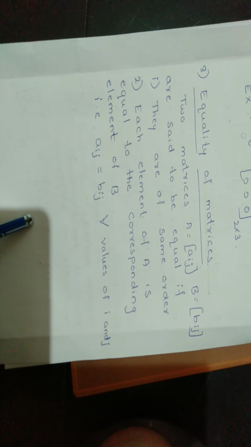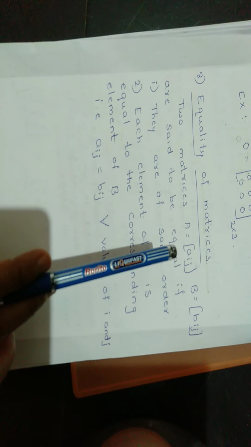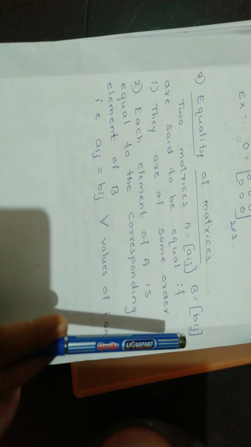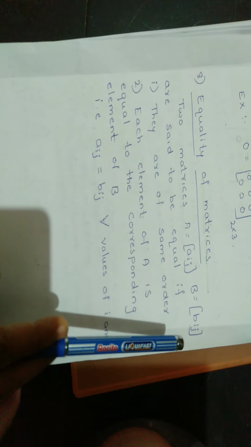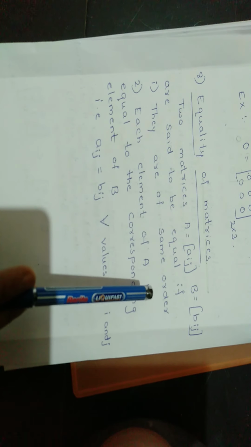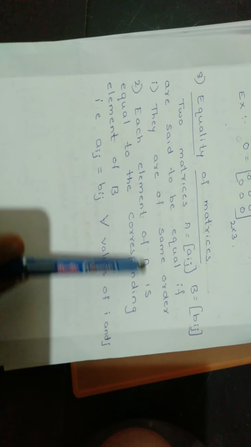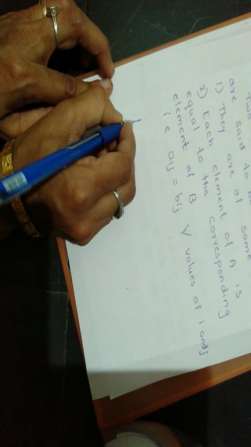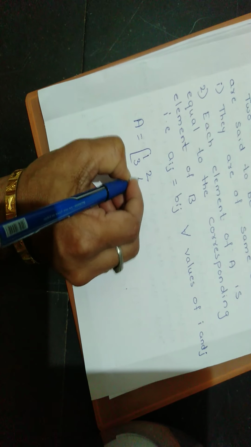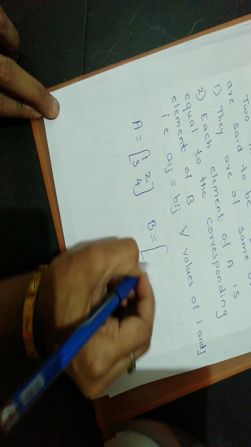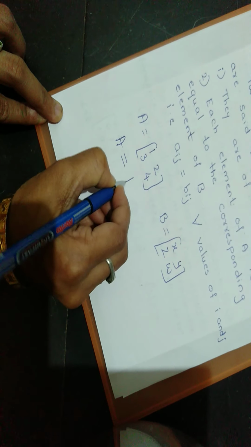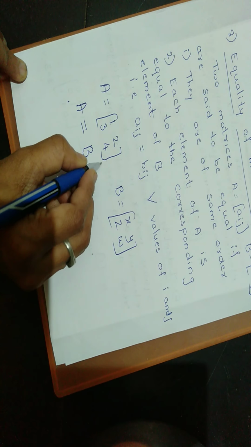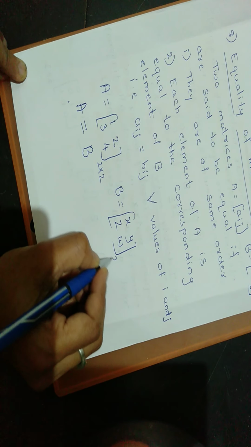Last, we have studied the equality of matrices. Two matrices A is equal to Aij and B is equal to Bij are said to be equal if they are of the same order, that is the first condition, and second, each element of A is equal to the corresponding element of B. For example, A is equal to 1 2 3 4 and B is equal to X Y Z W. Here the A matrix is 2 cross 2 and the B matrix is 2 cross 2.